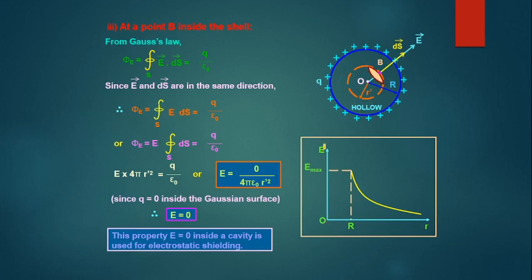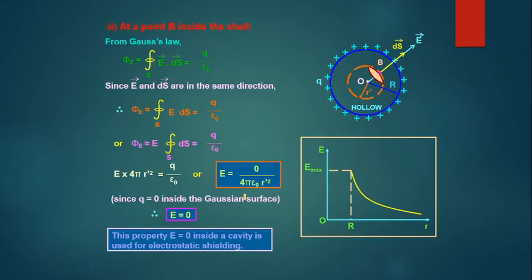This is the graph plotted of E versus r. Up to R, inside the shell, the electric field is 0, at the center r equal to 0. On the surface it is a maximum, and as the distance r outside the spherical shell goes on increasing, the electric field intensity decreases.